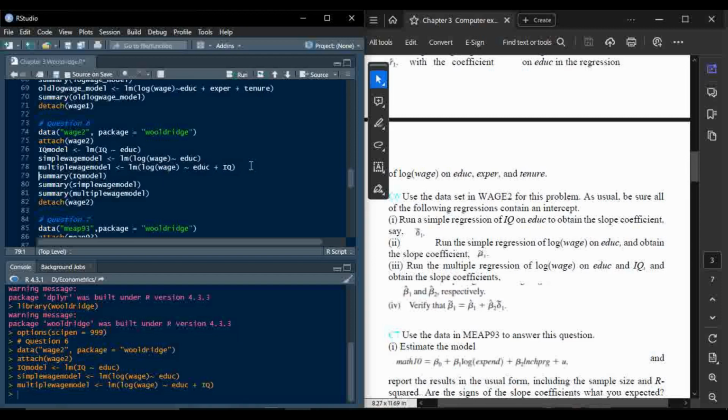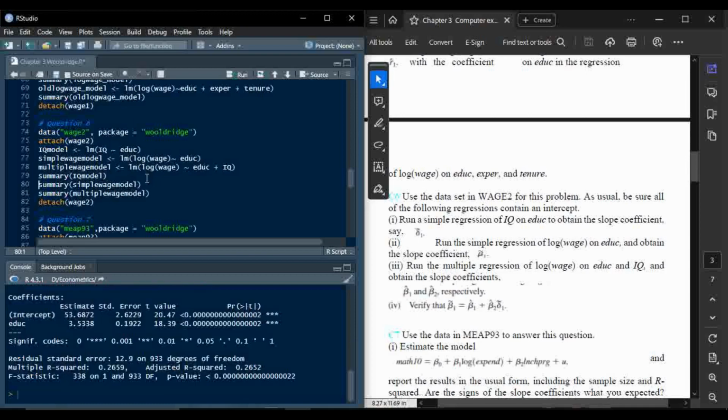Press Ctrl plus Enter. And then what do we have to verify? We have to verify that beta 1 tilde, that is the coefficient from the second part, is equal to beta 1 cap plus beta 2 cap into delta tilde 1. Okay, now let's summarize all the models. So in this we can see that the coefficient on education is delta tilde, that is 3.5338. Okay, so this is our delta tilde 1.